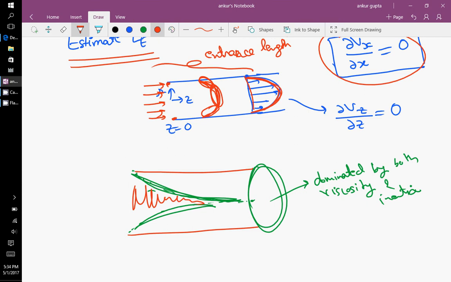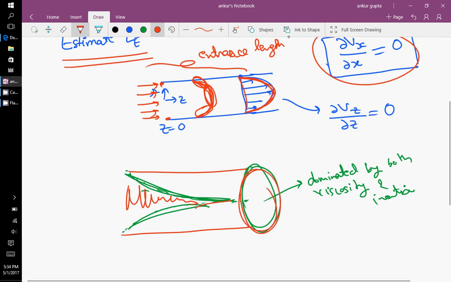So now what we are saying is that when the two boundary layers meet from both sides, if you have two parallel plates, then in the region where the two boundary layers meet, the entire region will have the effect of both viscosity and inertia. So that's conceptually what we mean by fully developed.